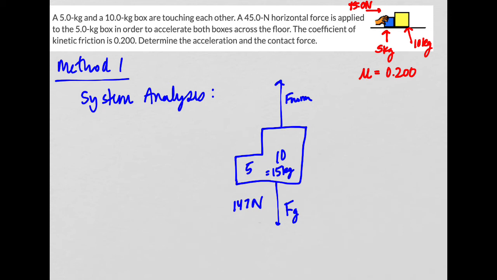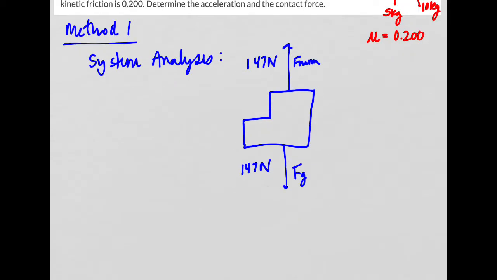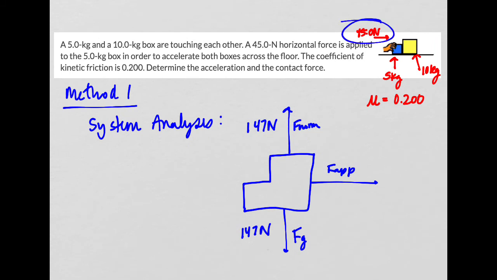Okay, and this is going to be the same as our normal force because we don't have any vertical movement occurring, so those forces are balanced. We're also going to draw our applied force because we were given that one. We know that the applied force, remember, is 45 newtons. The hand is pushing over here technically, but when we draw the free body diagram, we have to draw it like this.